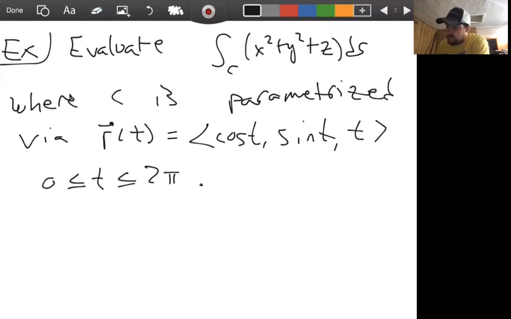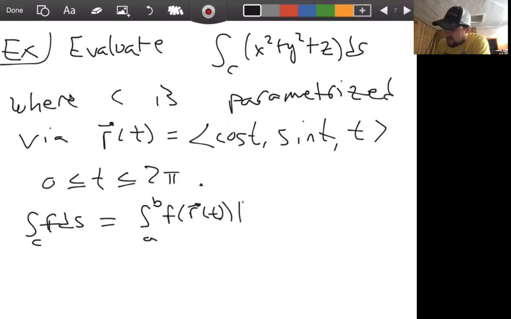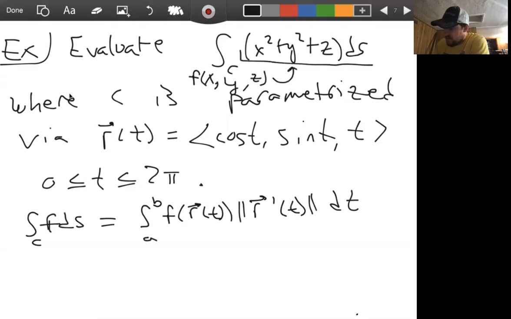All right, so let's evaluate this. Well, we need 2 things. Let's remember the formula: the integral of f ds is equal to the integral from a to b of f of r of t times the magnitude of r prime of t dt. So we need f of r of t, and here f of x, y, z is this function right here. Well, no ds, no Nintendo DS. All we have for the function is x squared plus y squared plus z.